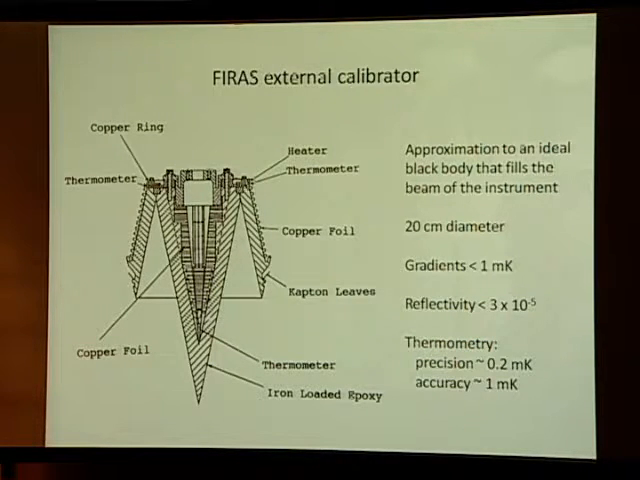The reflectivity was measured to be better than about 3 parts in 10 to the 5th. The gradients in the black body were less than a millikelvin, and I'll say a bit about that later on in the talk. And precision thermometry, 0.2 millikelvin precision and 1 millikelvin accuracy. So you actually know what the temperature of this black body is very accurately.